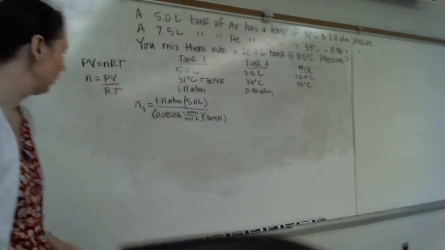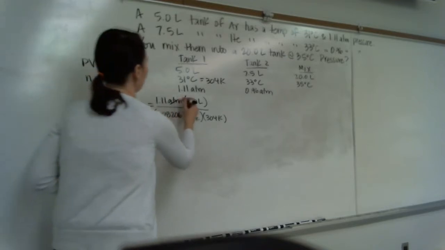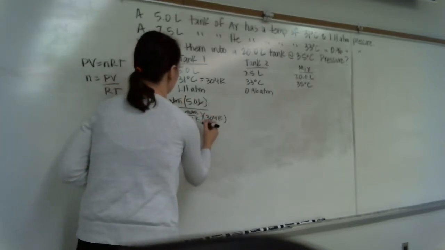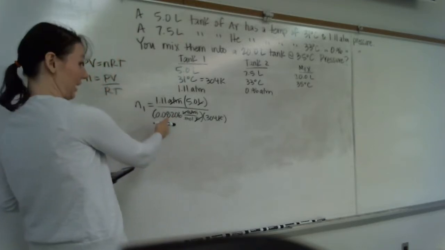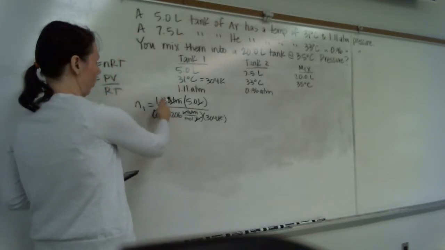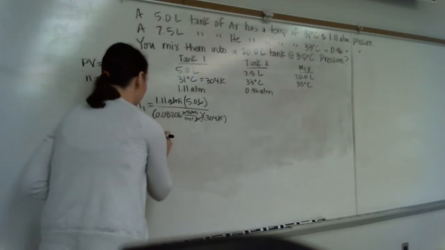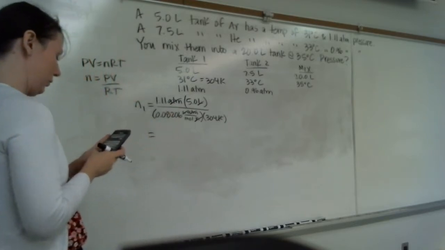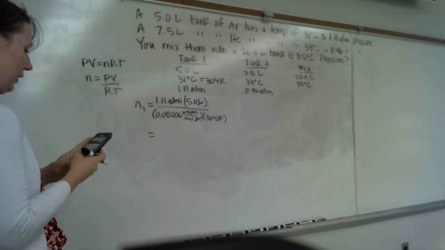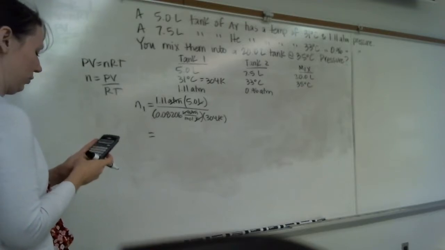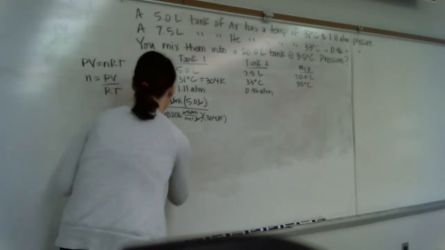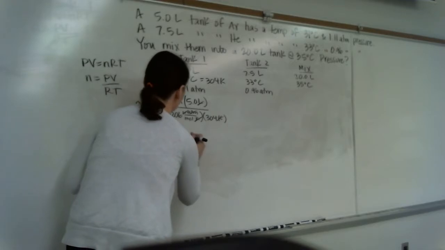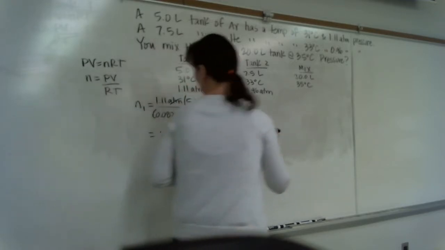So, calculator, let's see. Atmospheres cancels, liters cancels, Kelvins cancel. So I know that my answer is correct, or at least set up correctly, because I'm going to have units of moles, right? 1 over moles would give me moles. So 1.11 times 5 divided by 0.08206 times 304. I got 0.222 moles.